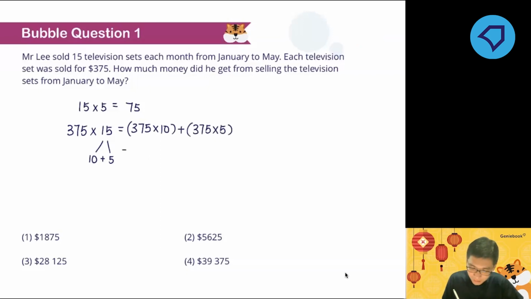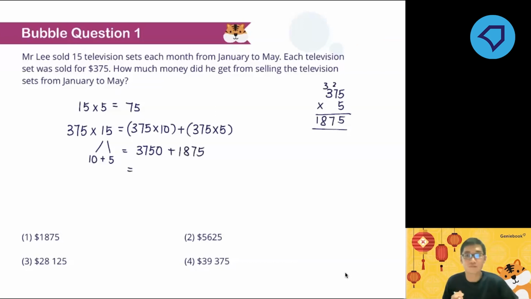So the first part, 375 times 10, well, this is easy. We'll just put a 0 to the back of my number, and that will be 3,750. The other one is the one that we need to calculate using working. So 375 multiplied by 5. 7, 15, 18, 1,875. Okay, so then the last part, oh, why did I multiply by 15? Oops, should be by 75. Sorry, thanks for pointing out the mistake.